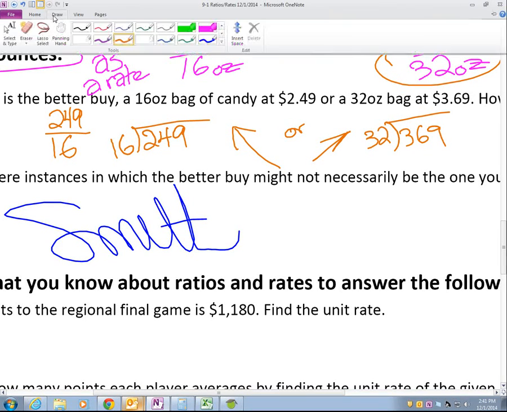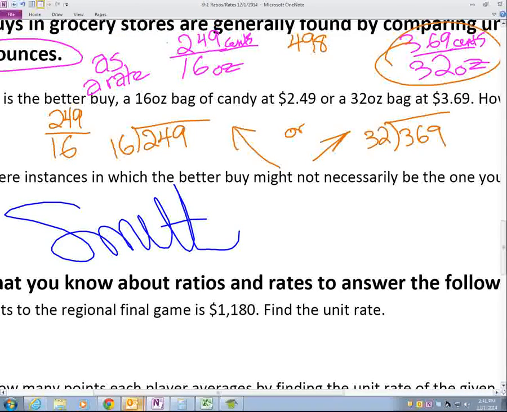And when you do the math, I did it on this other piece of paper. Here we go. This one comes out to be 16 cents an ounce. This side over here ends up being 11 cents an ounce. Is that right? Did I do that backwards? Yeah, 11 cents an ounce. So 11 cents an ounce, that's how much it is for 32 ounces.